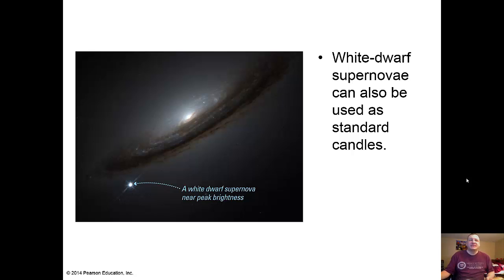We have these things called standard candles. Cepheid is one of them. White dwarf supernovas can also be one of them. And a standard candle is simply a way to use that object to determine the distance to a galaxy. They are standardized.